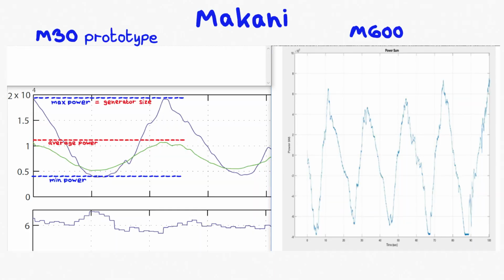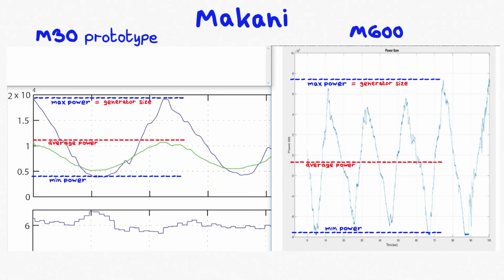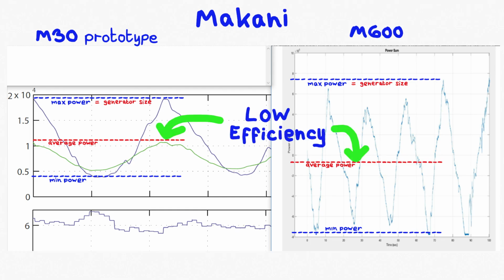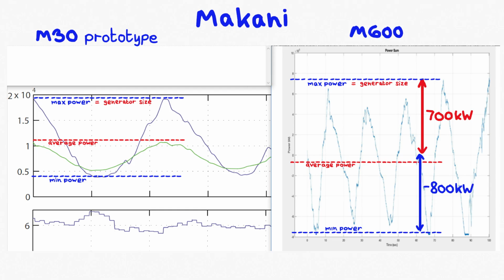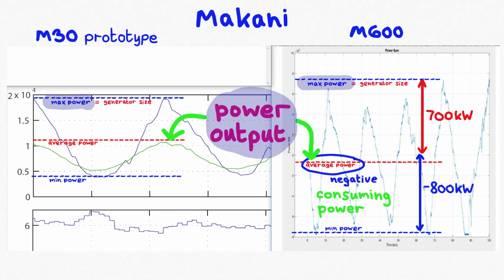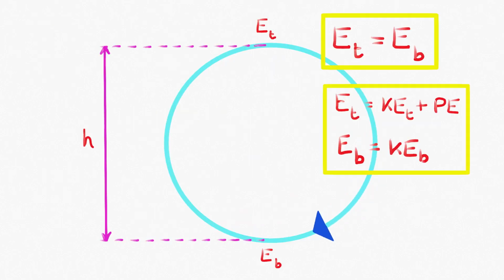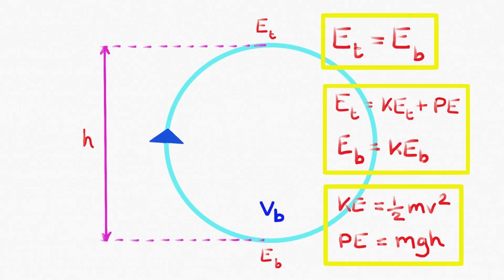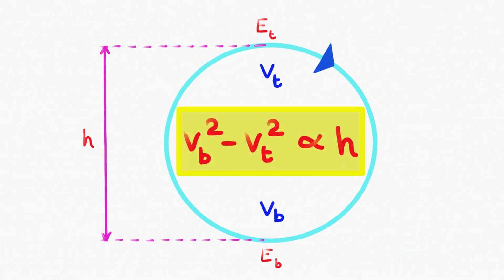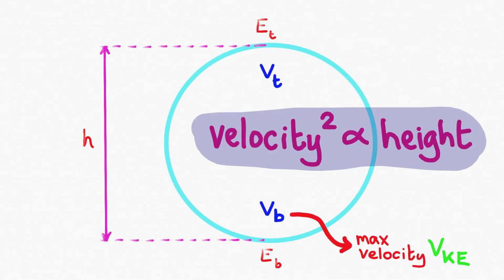The Makani Flygen power output is erratic around the loop. The average power output is much lower than the generator's maximum power. The law of conservation of energy determines the effect of gravity on the loop in the form of the exchange of potential energy and kinetic energy.